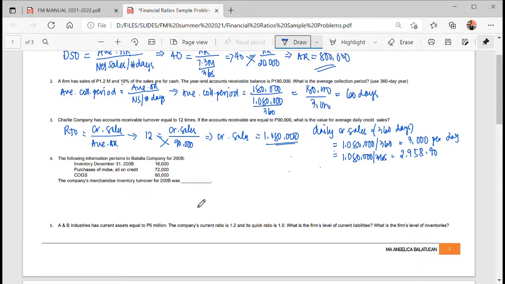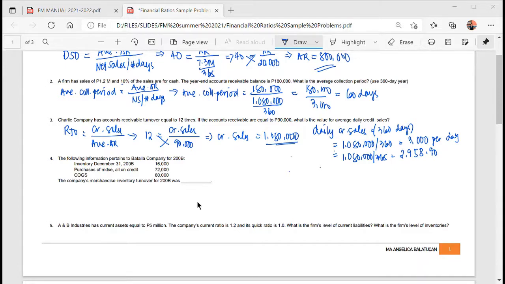Question number 4. The following pertains to Batalya Company. The inventory turnover is. Okay, how do we compute the inventory turnover? What is the formula? So the formula for inventory turnover is cost of sales over average inventory. So how much would be your inventory turnover?